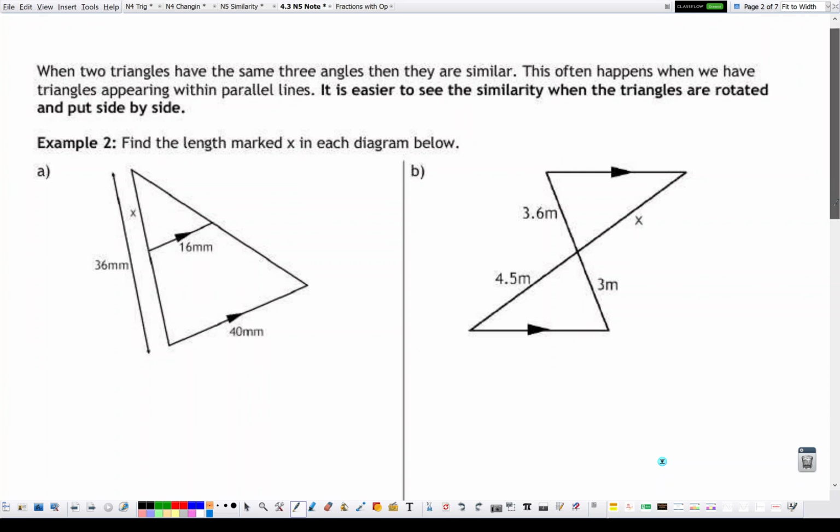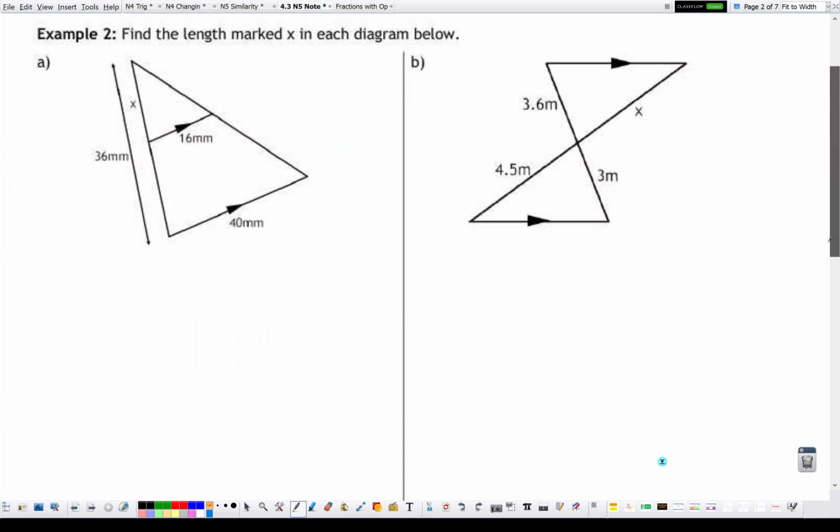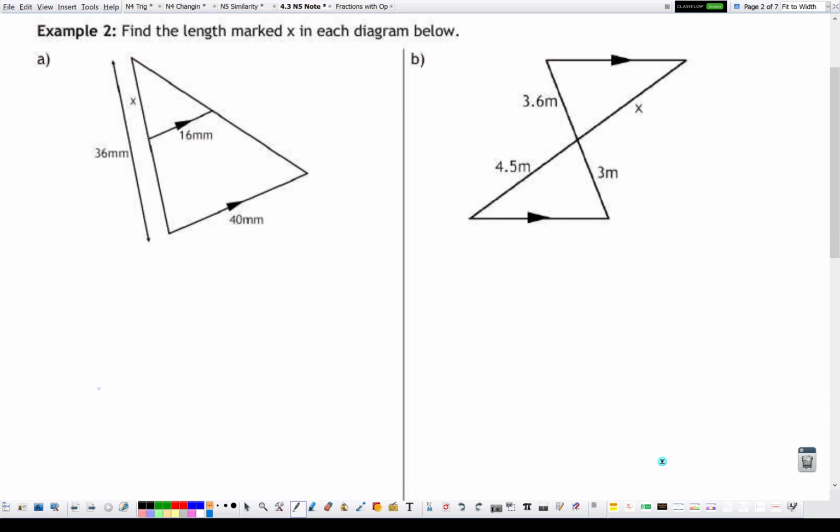Okay, so this is more of a Nat 5 level style question. What we've got here is a big triangle which has 36 millimetres down the left hand side, 40 millimetres along the bottom, and we have a smaller triangle which has x as that length and has 16 millimetres along the bottom. So that diagram is relatively confusing.